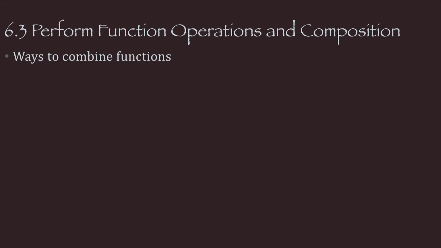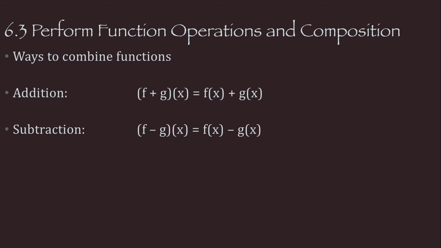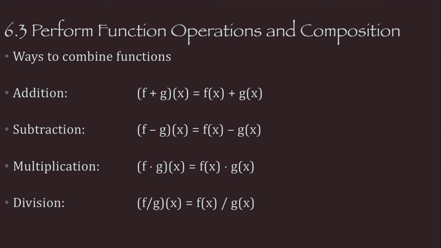So there are 5 different ways to combine functions. The first is to add, where you simply add the functions together. The second is subtract, where you actually subtract the functions. The third is multiplication, where you multiply the functions, and can you guess the next one? Division, where you actually divide the functions.